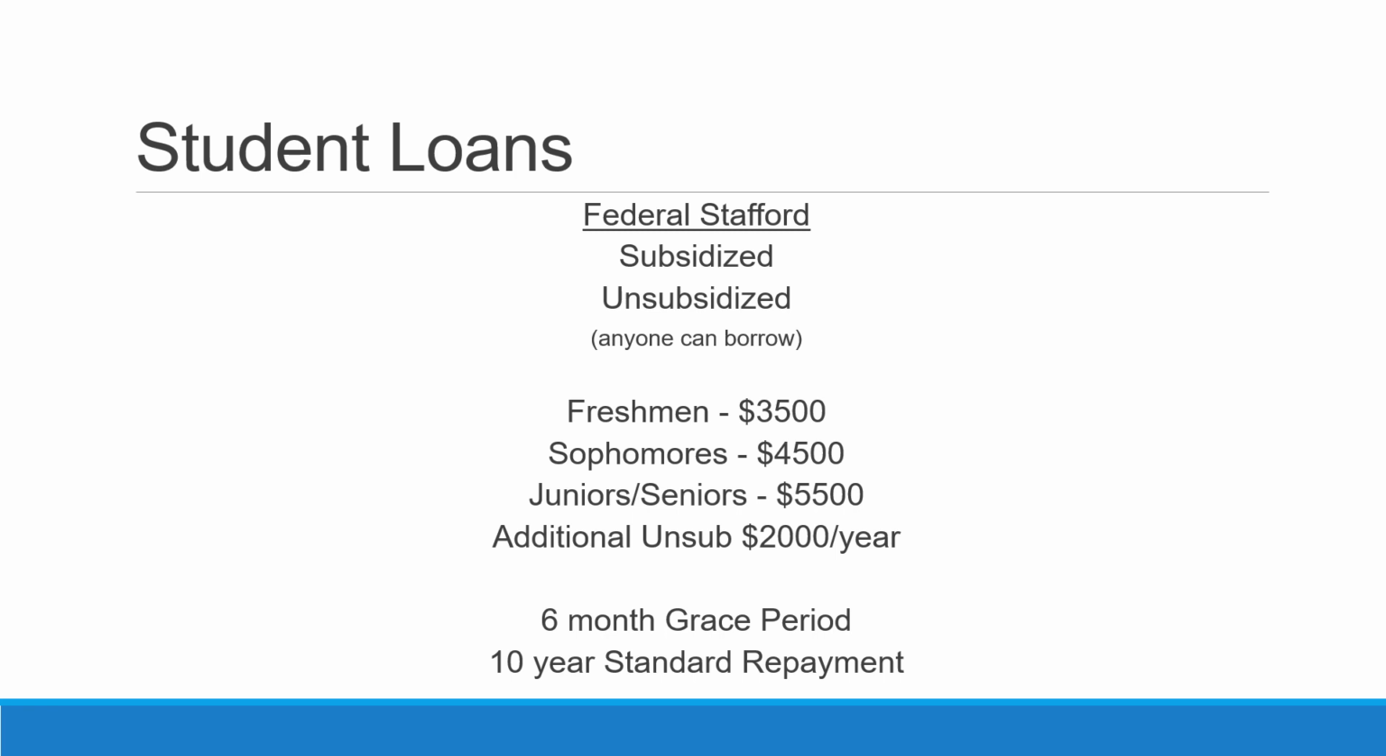The amount a student may borrow is set by their year in school. Freshmen may borrow $3,500, sophomores $4,500, and juniors and seniors $5,500. Everyone may borrow an additional $2,000 per year, but this additional amount is always unsubsidized.